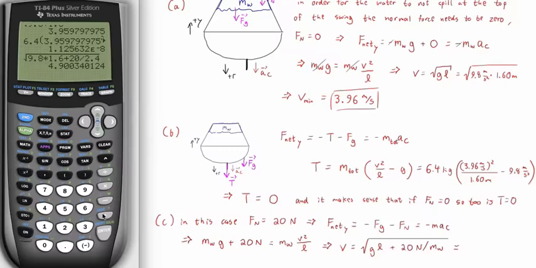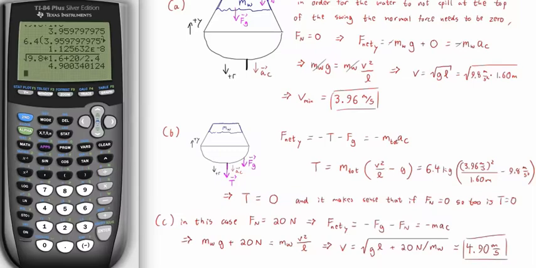So 9.8 times 1.6 plus 20 divided by 2.4 kilograms. That's giving me 4.90 meters per second. All right, so a little bit faster than before, and that's exactly what we'd expect, because absolutely it should be faster than our 3.96.